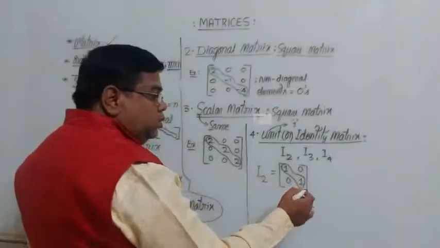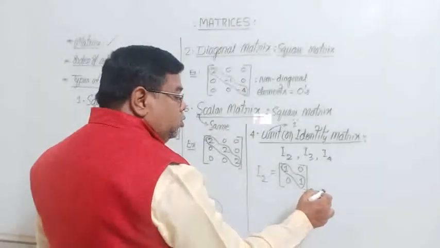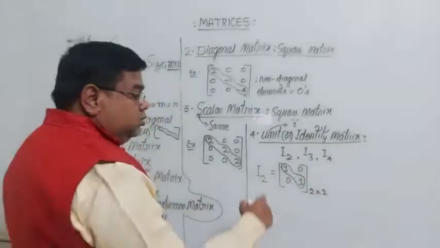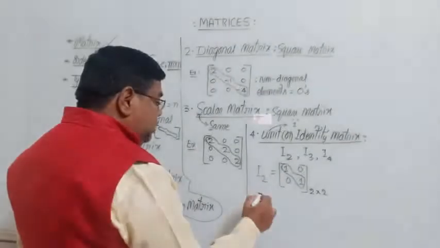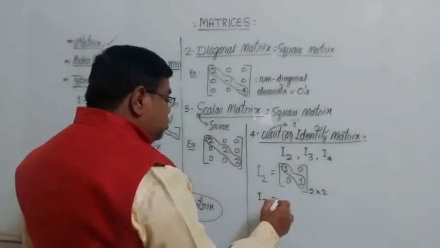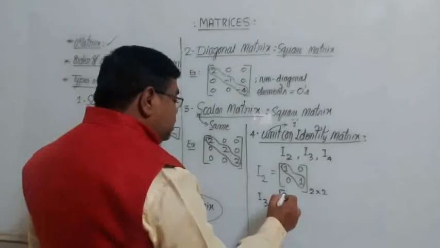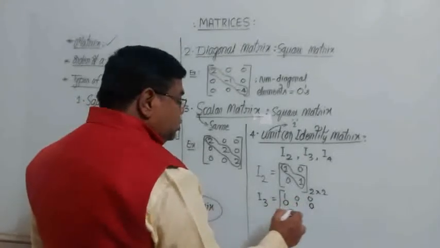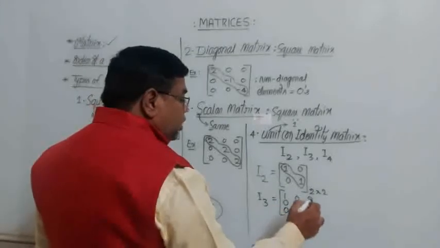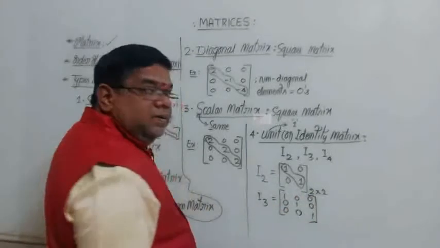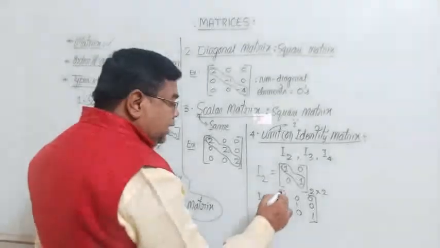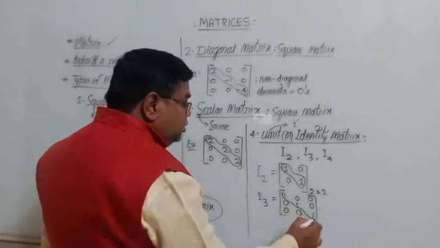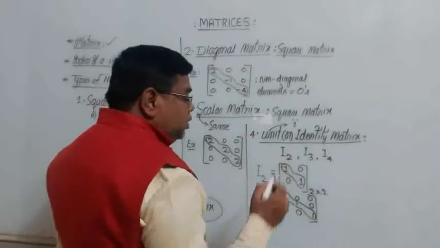Now it is of order 2, so 2 by 2, with 2 rows and 2 columns, so it is denoted by I2. In a similar way, I3 also. What is I3 here? 1 0 0, 0 1 0, 0 0 1. So it is called I3. Again here the principal diagonal elements are only 1s.